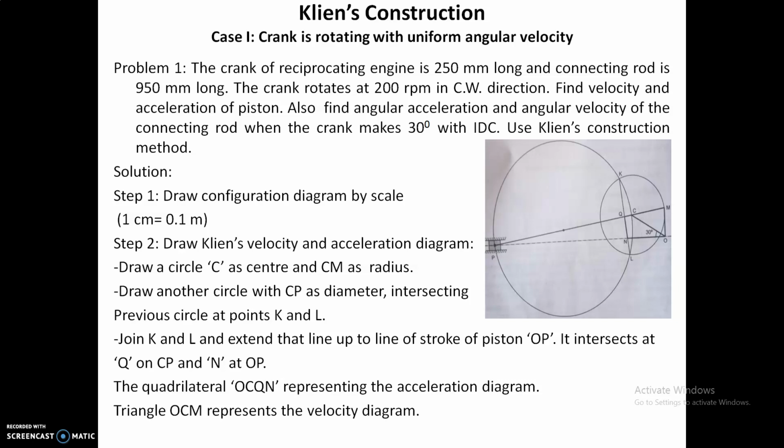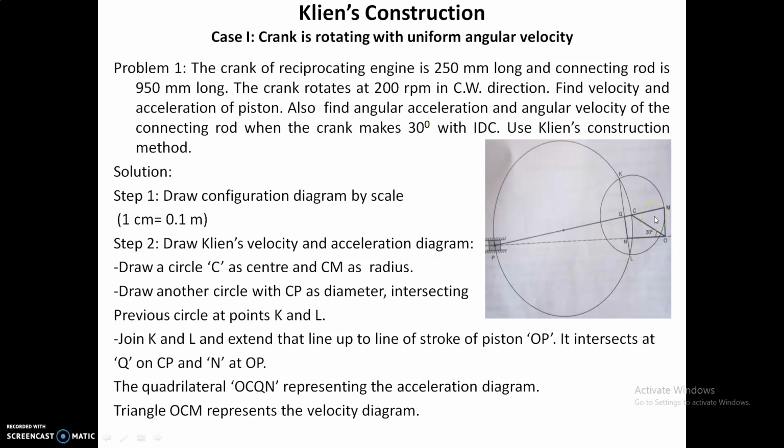Step number 2 is to draw Klein's velocity and acceleration diagram. For plotting this velocity and acceleration polygon on the given mechanism using Klein's construction, what constructions has Klein suggested? First of all, you draw the small circle where C is the center and CM is the radius. Before drawing the acceleration polygon, first of all we will draw the velocity polygon.